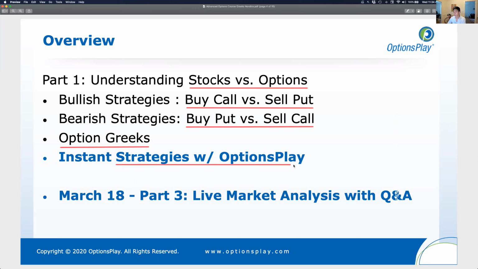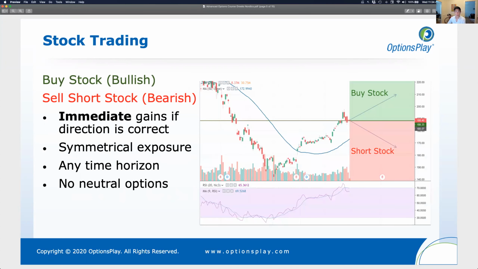And then lastly, what we're going to do is try to look at some strategies using OptionsPlay. Now, before I get started, I do have a quick question.